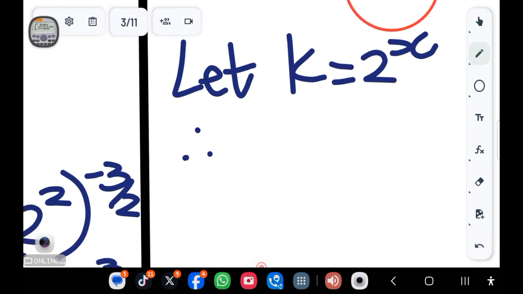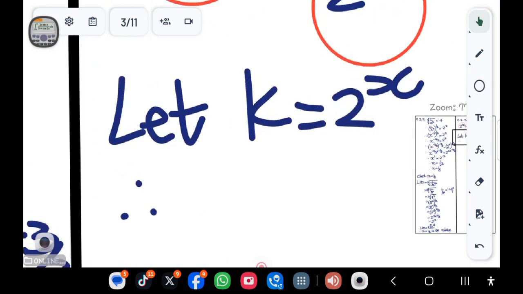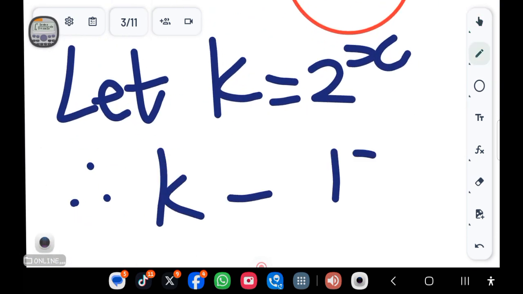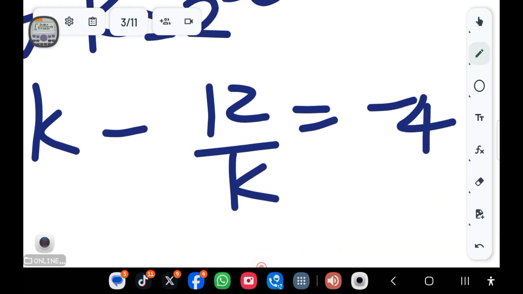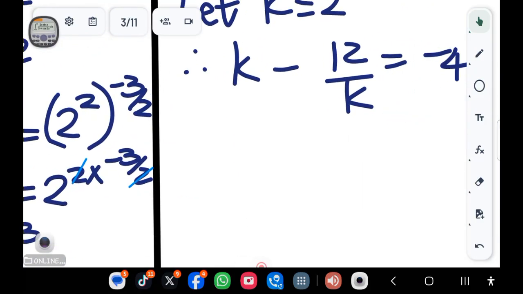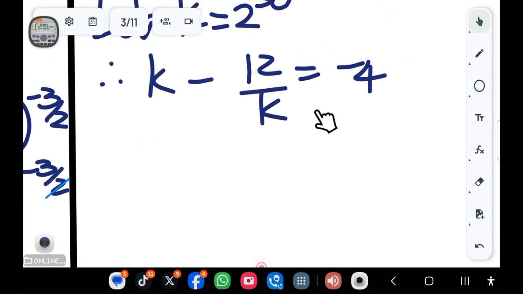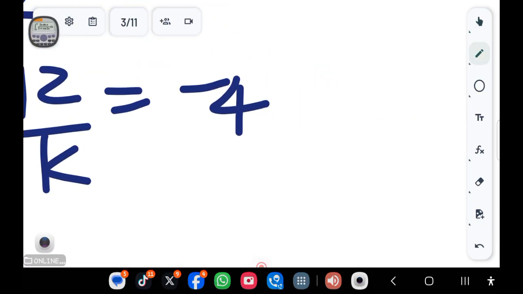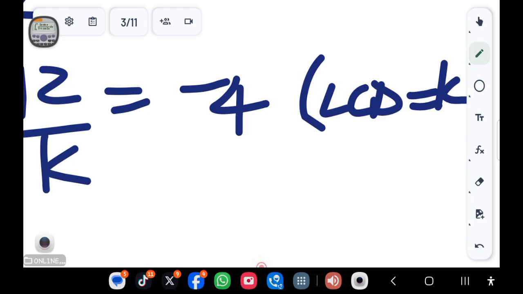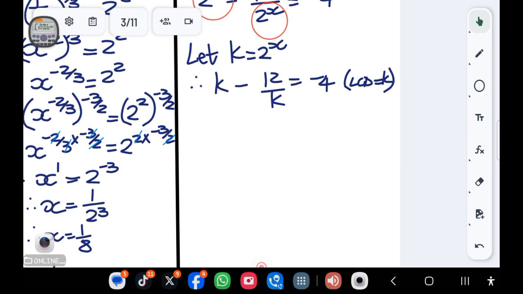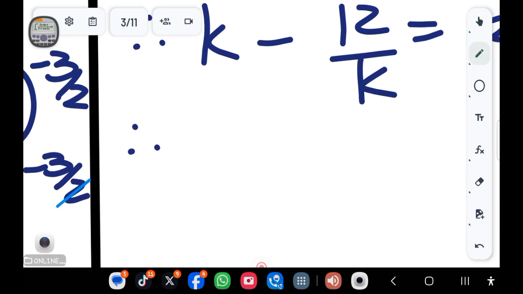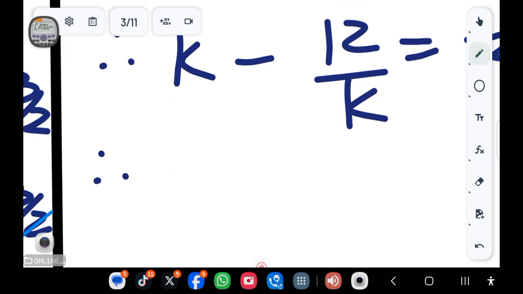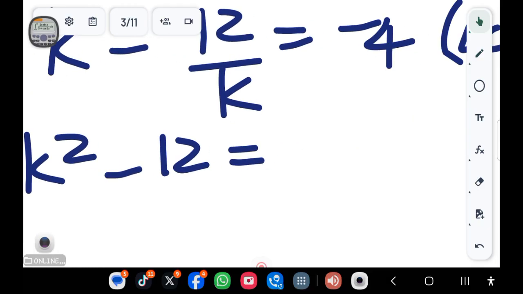So therefore, wherever there is 2 to the power of x, we substitute that with k. So that will be k minus 12 over k equals negative 4. Now we solve as we would any fraction equation where the LCD equals k. Remember your k must not be equal to 0. That's the restriction. Now what we do is we multiply throughout by k. So that gives us k squared minus 12 equals minus 4k.